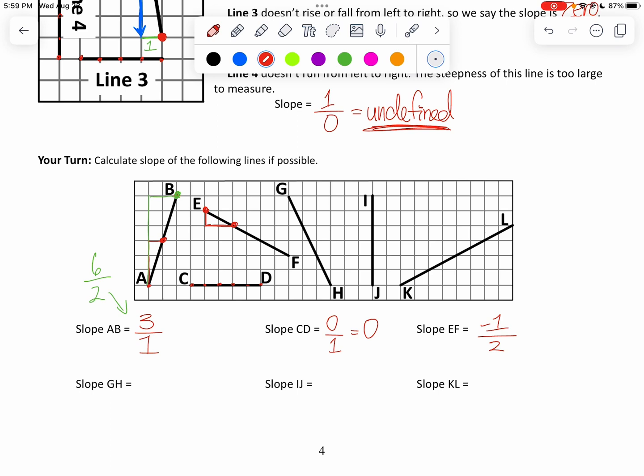For GH, we have a point up here and a point here. We're going down by 2, so -2 is our rise, and we're going right by 1, so we have 1 in our denominator. For slope IJ, we have a vertical line. Remember that a vertical line is so steep we can't measure it, so we call this an undefined slope.